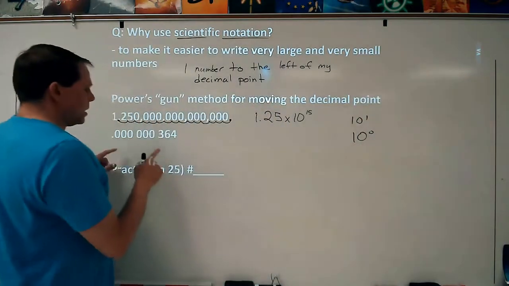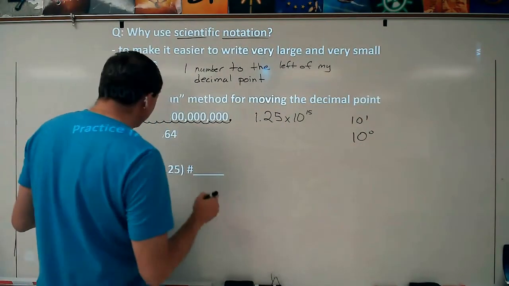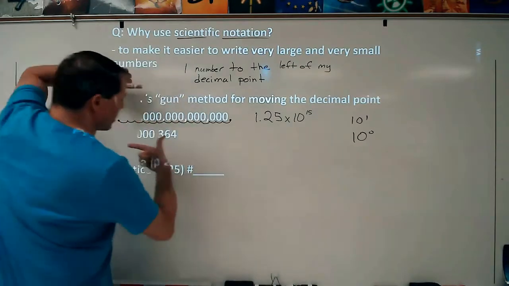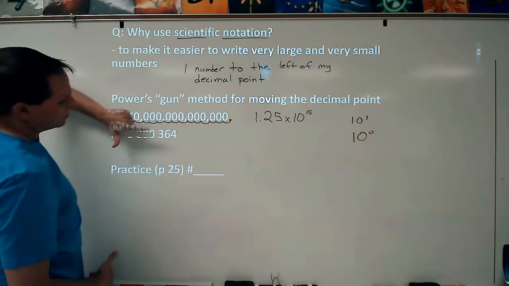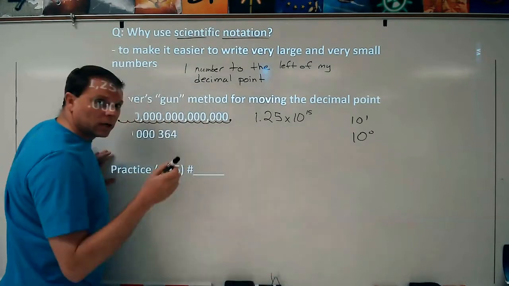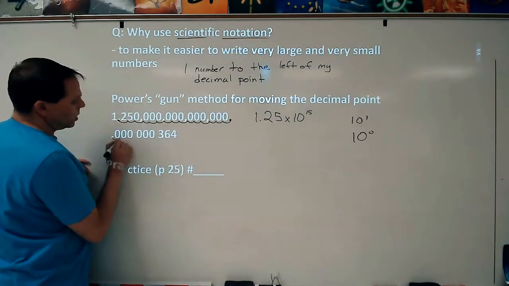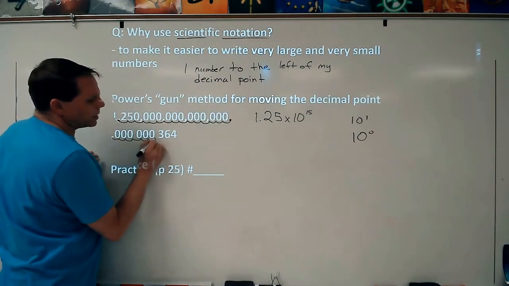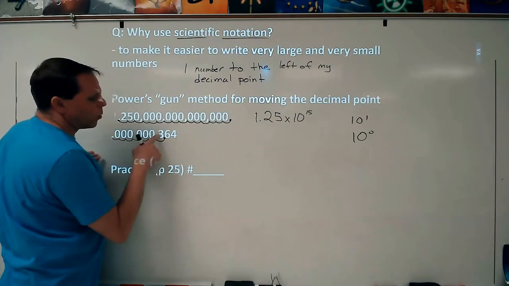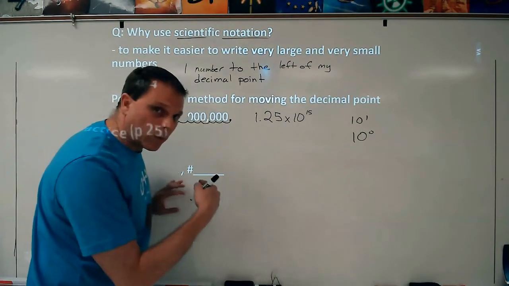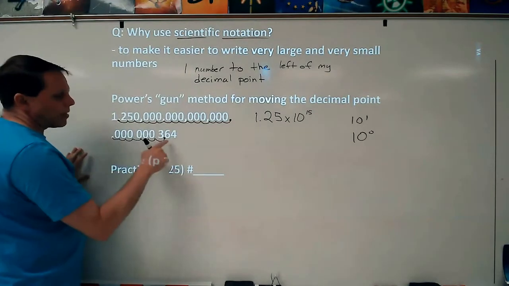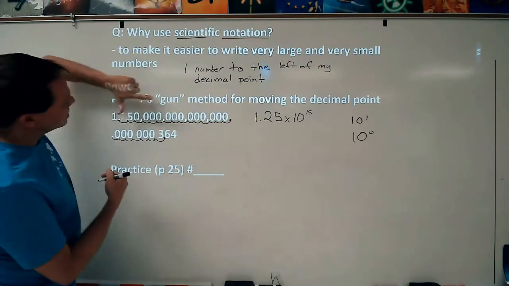All right, now, if I do this one, my decimal point is over here. So now I've got to use that other gun to move my decimal point over so that it is 1, 2, 3, 4, 5, 6, 7. Remember, one number to the left of the decimal point is where you want to stop it. So I have 7, and I moved it this way.